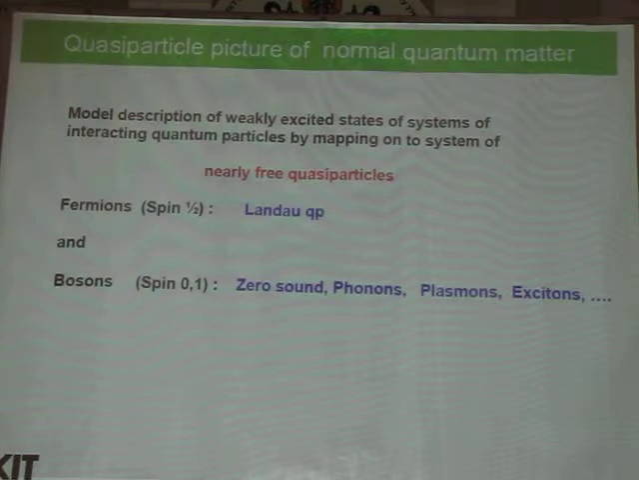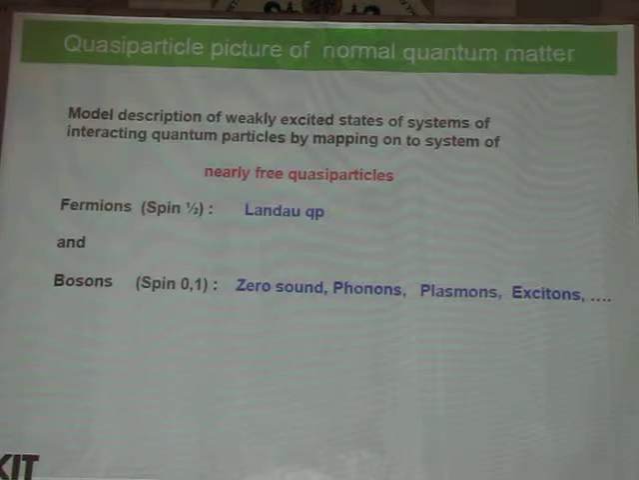So the quasi-particle picture of normal quantum matter is a model description of weakly excited states, of weakly excited, strongly interacting systems, by mapping onto a system of nearly free quasi-particles, which are fermions, Landau quasi-particles, or a zoo of bosons: zero sound, which is a sound wave, phonons, plasmons, excitons. We only need to calculate these quasi-particles, and then we can evaluate all the observable quantities.